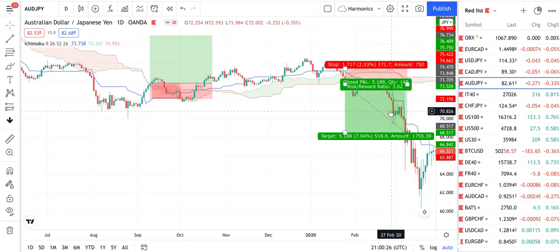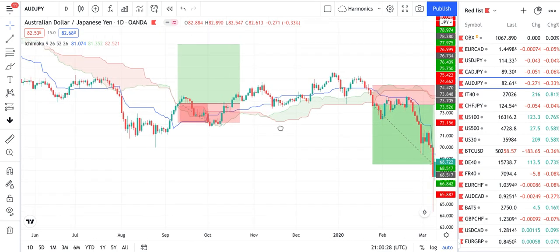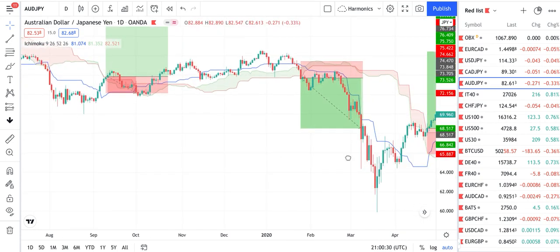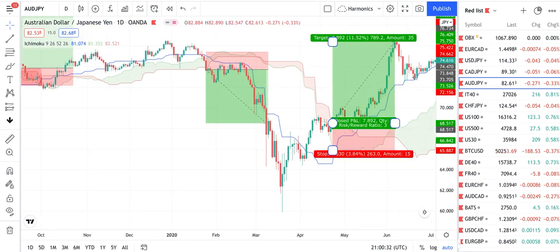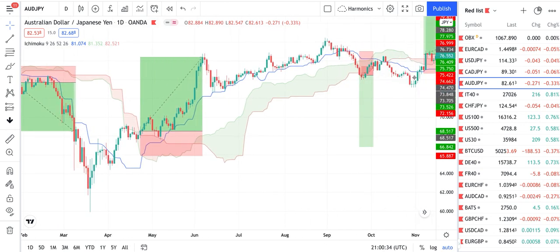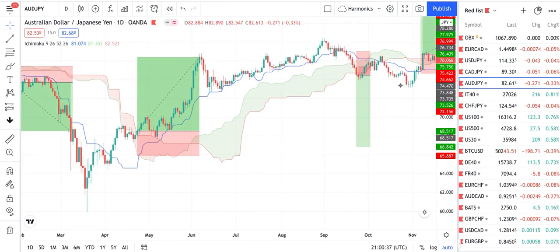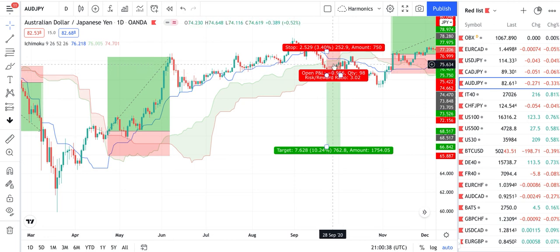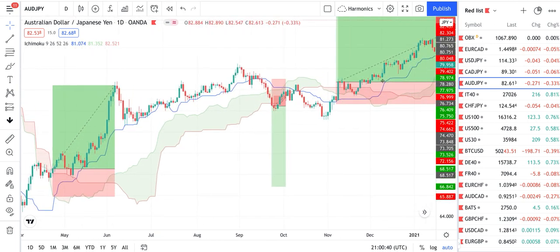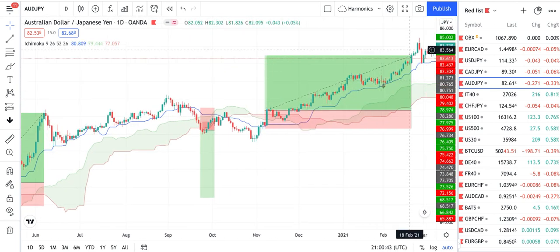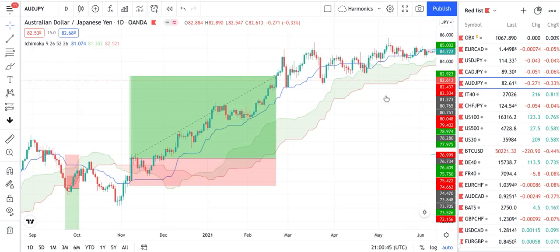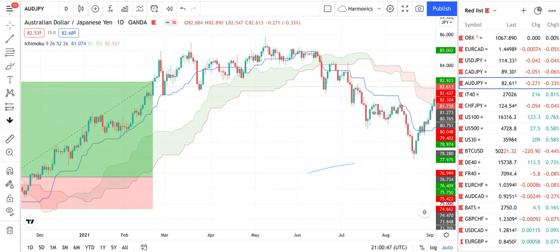Then we make profit, and we make quite a big profit. Then I think we take a small loss here. Yeah, this would have been a loss trade. We take a small loss. And then we make a huge profit.